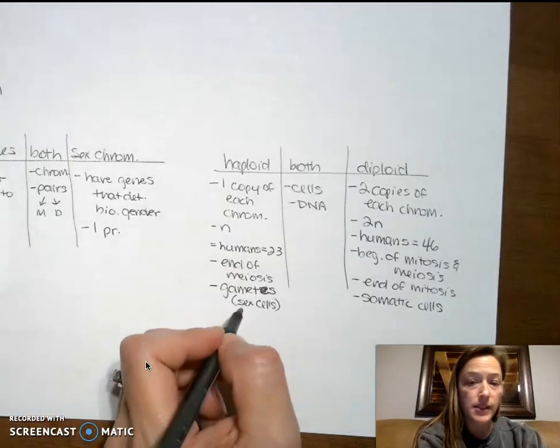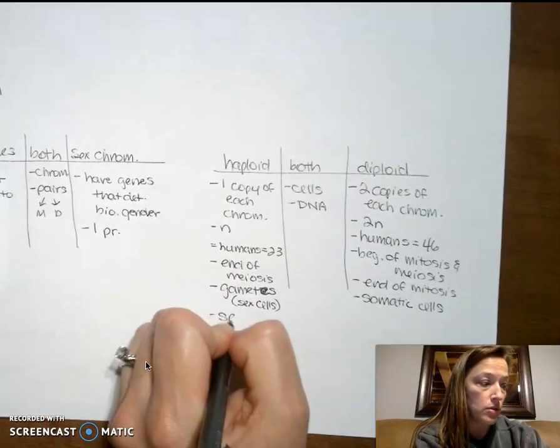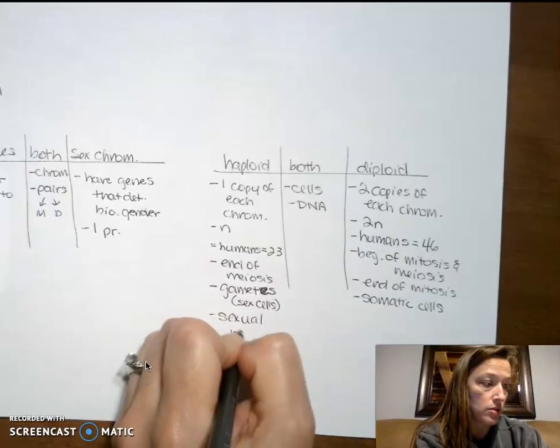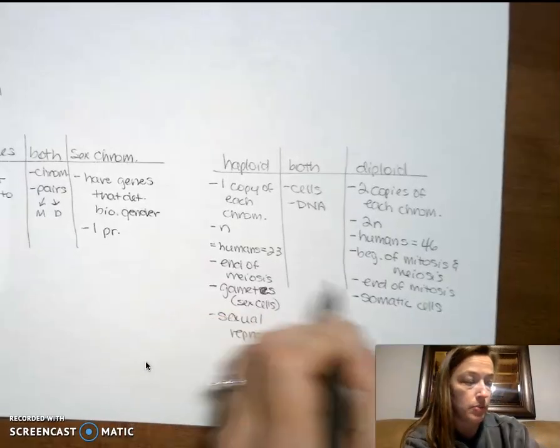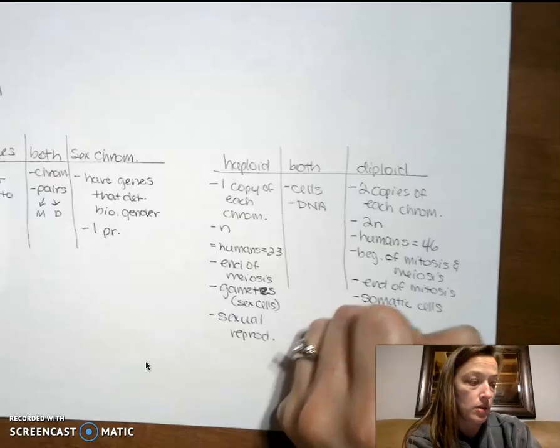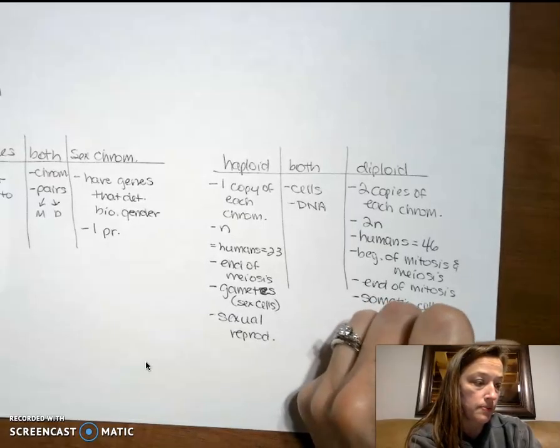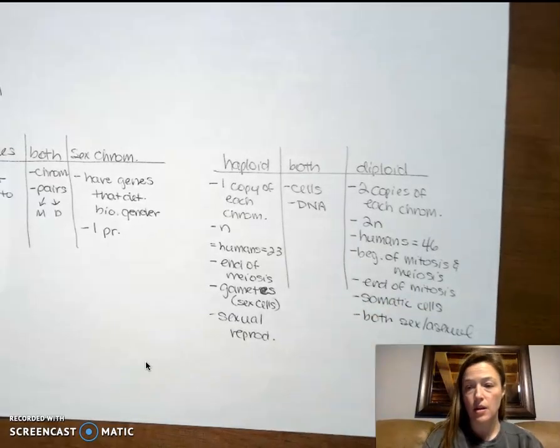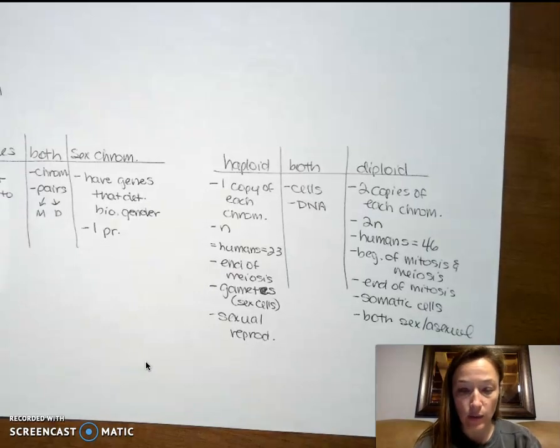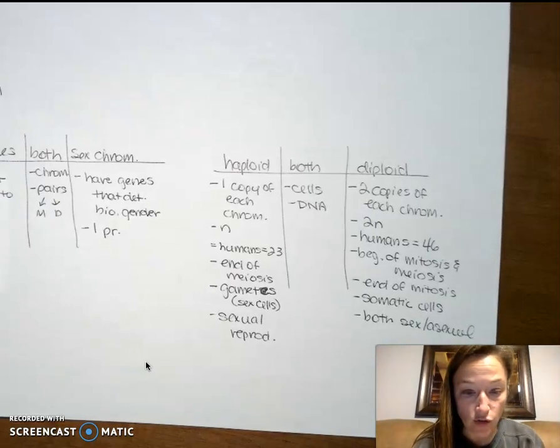You also would only see haploid in sexual reproduction, where you would see diploid in both sexual and asexual. So those are just some of the ways that they're alike and the ways that they're different. So that's comparing and contrasting.